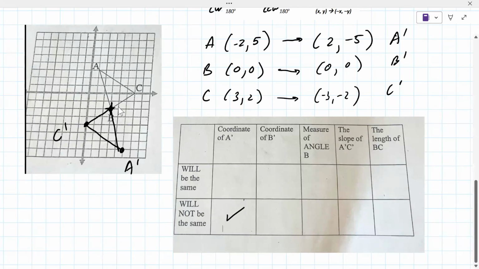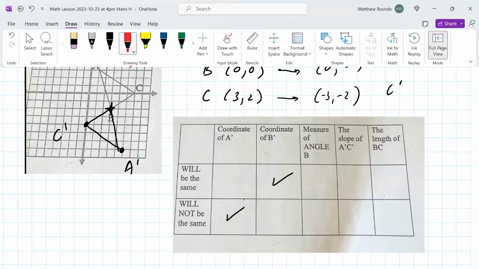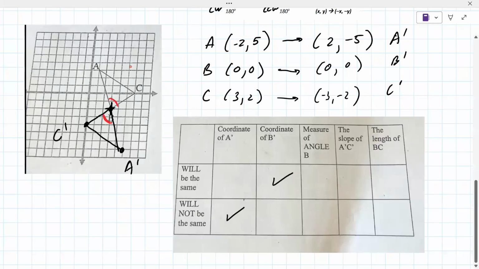B is the same, right? Because it's right there on it. Kind of like when we were doing those reflections and the point was on the mirror line. They ended up being the same. All right. Measure of angle B. So there's angle B. I'm going to show it in red. And there's the other angle B. What kind of angles are those? Measure.